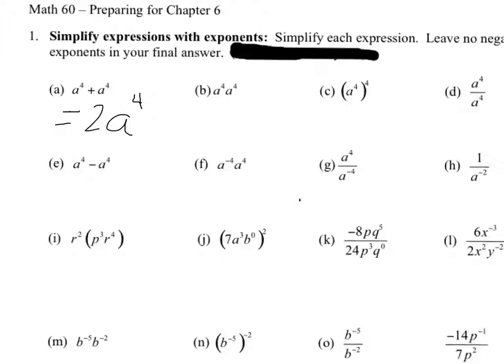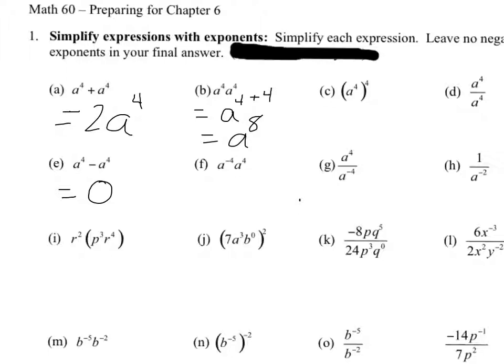Similarly, in part E, a to the fourth minus a to the fourth, well, I know that anything subtracted by itself is going to be 0. No a to the fourths. Then we went on with the rules of exponents, and when we multiply a to the fourth times a to the fourth, when you multiply the bases, you're going to add the exponents. So this would be a to the 4 plus 4, which is a to the 8th. And so that's some of the work that we did in chapter 5.